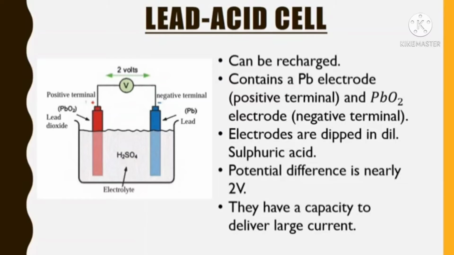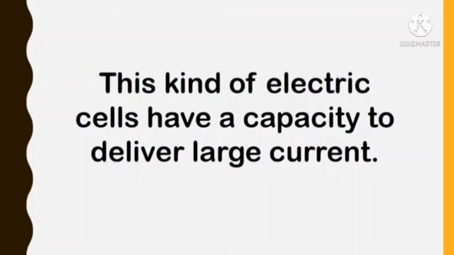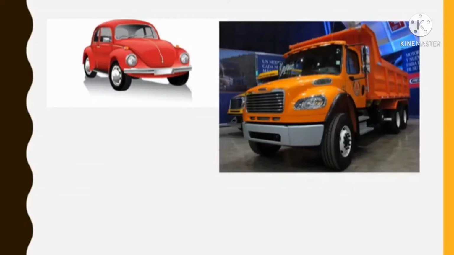As we can see the diagram properly, you have to practice the diagram of both the lead acid cell and the dry cell, and also you have to learn by heart their structure, characteristics and mechanism. These kinds of electric cells have a capacity to deliver large current. For vehicles like car, truck, tempos, as the capacity is higher, the battery will be working on a high power.